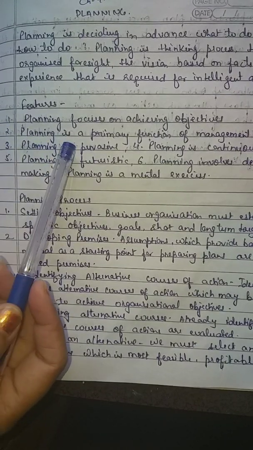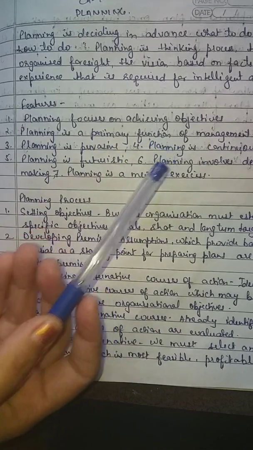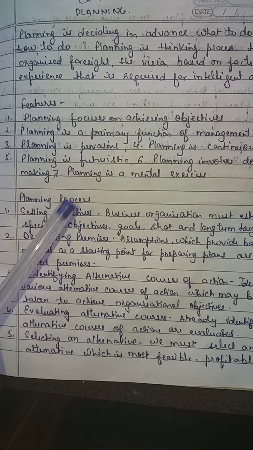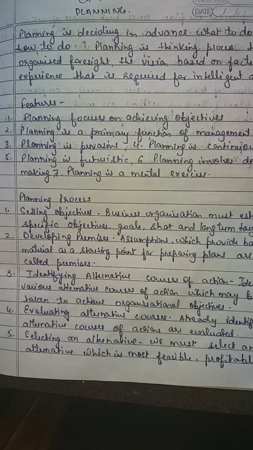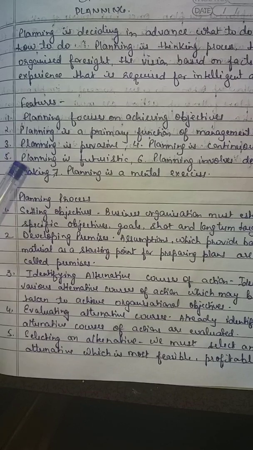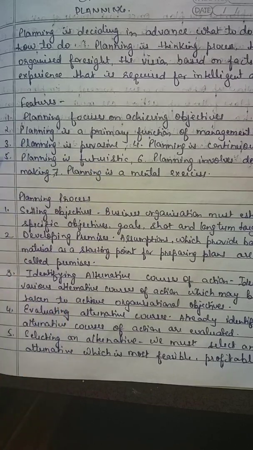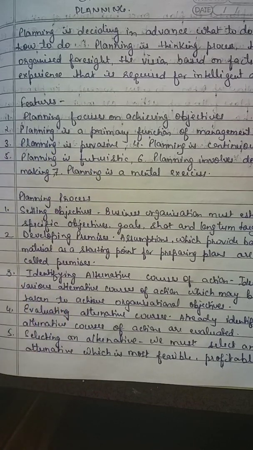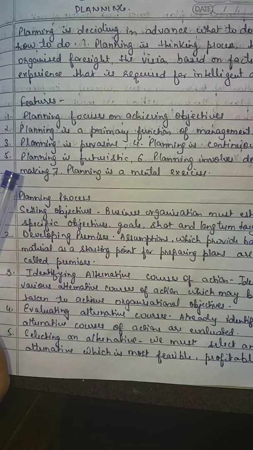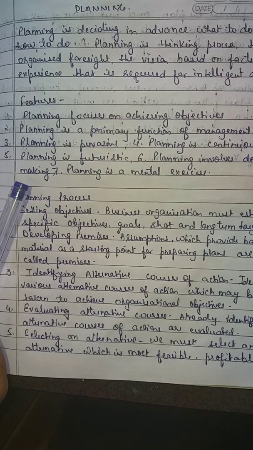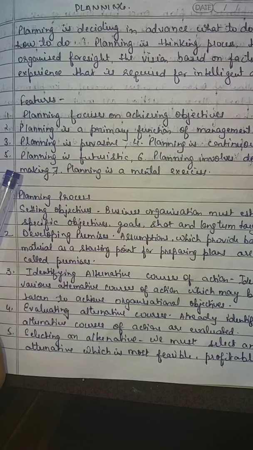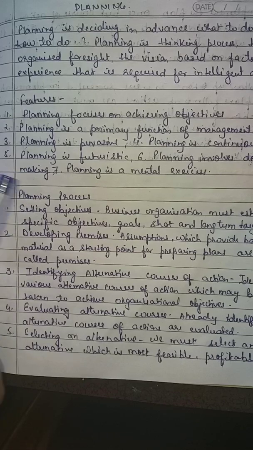Second, planning is a primary function of management. I have already explained to you that there are some functions of management and planning is one of them, and it is the first function of management. That is why it is known as the primary function of management. Then planning is pervasive, meaning it is required for each and every activity we do. All individuals, all types of organizations and each level of management are involved in planning.